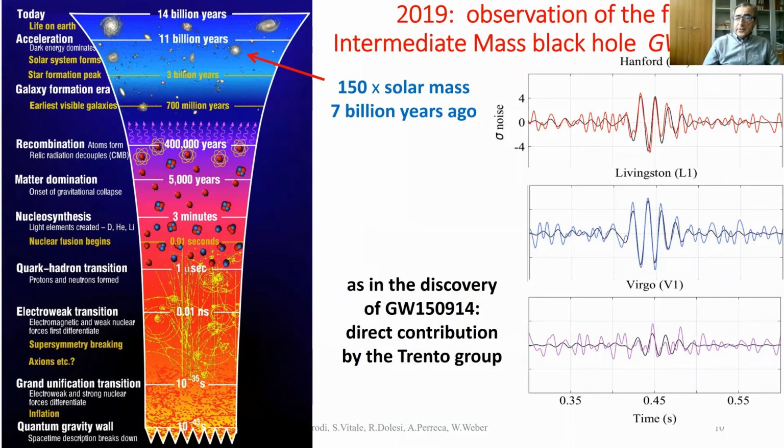Our local group at Trento in particular contributed directly both to the first detection of gravitational waves and to the more recent detection of the first intermediate mass black hole. This is some monster of 150 solar masses, which formed and emitted gravitational waves 7 billion years ago, when the universe was about half its current age.